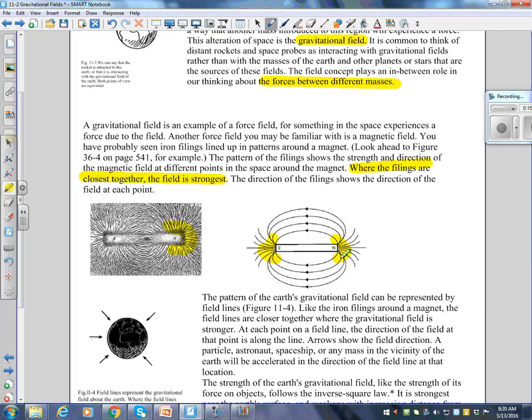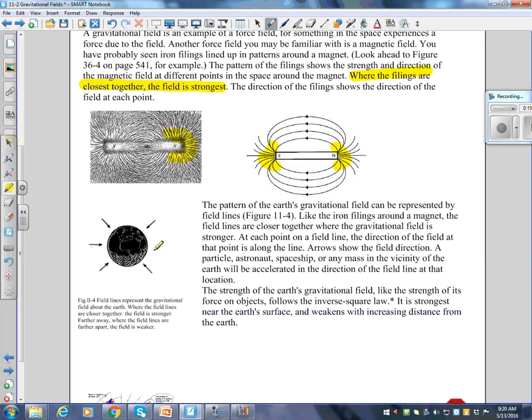The pattern of the Earth's gravitational field can be represented by field lines. They are right here. Mine, for some reason, doesn't have them all. I don't know why. Yours has them all, I think, right? Oh, you don't have the pictures? Maybe. Oh, you don't have the magnets.